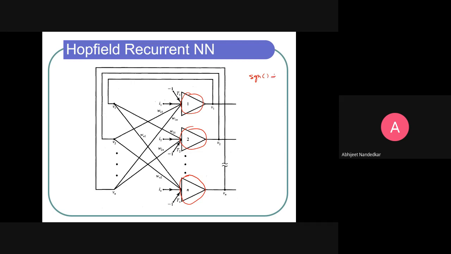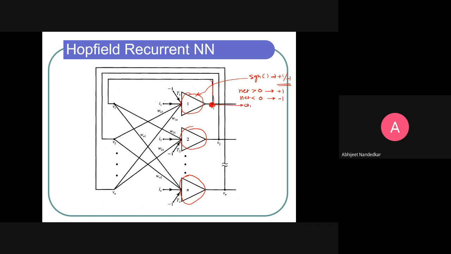So it produces +1 or it produces -1. So whenever net is greater than 0, it will produce +1. Whenever net is less than 0, it will produce -1. So that kind of activation function is deployed here. Now you see this unique thing. This is output of neuron number 1. So let us call this as V1.